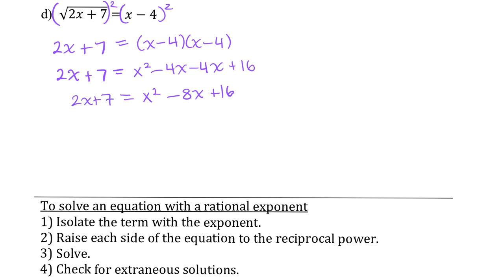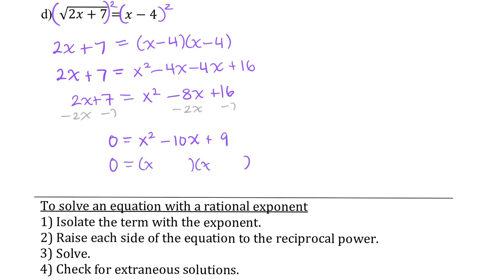Since I have a squared, I'm going to have to probably factor it. Since the x squared is already on the right side, I'm going to move the things from the left to the right. So I'm going to subtract the 2x. And I'm going to subtract the 7. Let's get everything over. x squared minus 10x plus 9. Okay, let's see if we can factor this.